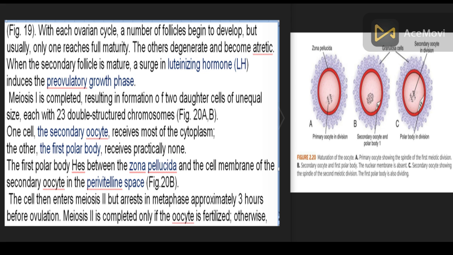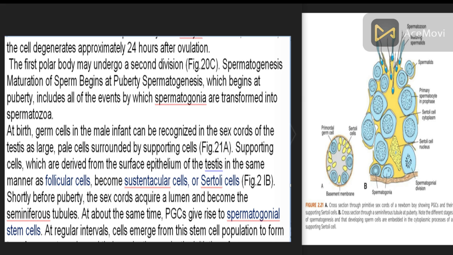The first polar body lies between the zona pellucida and the cell membrane of the secondary oocyte in the perivitelline space, Fig. 20b. The cell then enters meiosis II but arrests in metaphase approximately 3 hours before ovulation. Meiosis II is completed only if the oocyte is fertilized, otherwise, the cell degenerates approximately 24 hours after ovulation. The first polar body may undergo a second division, Fig. 20c.